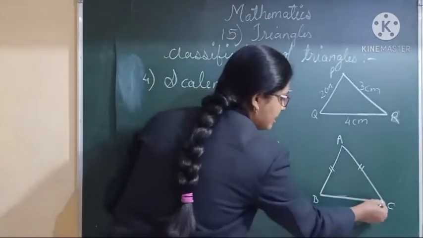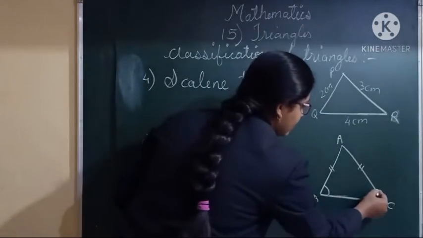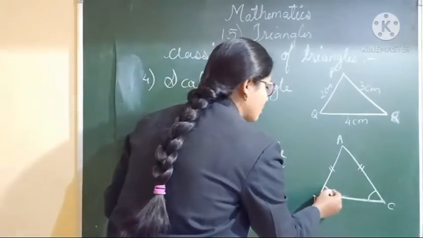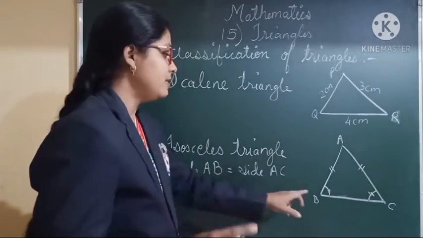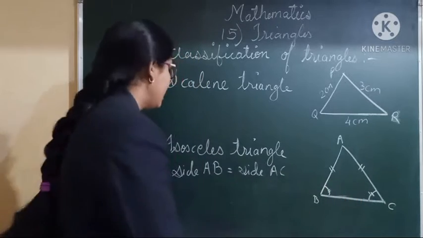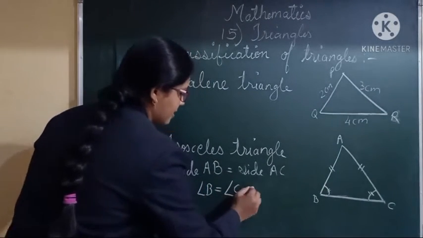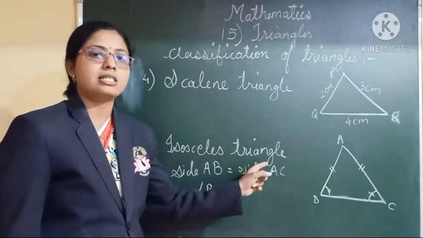This line, BC, is the base of the triangle. So these are the base angles. These base angles are always equal. You have to keep in mind these base angles are always equal. That is why angle B equals angle C. These two things you have to keep in mind for an isosceles triangle.